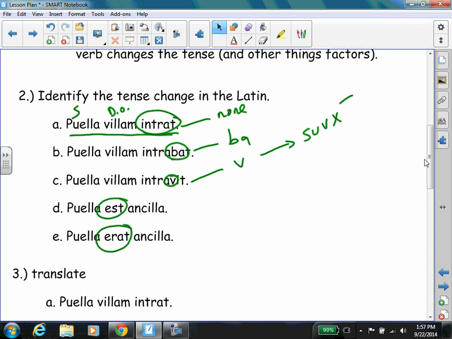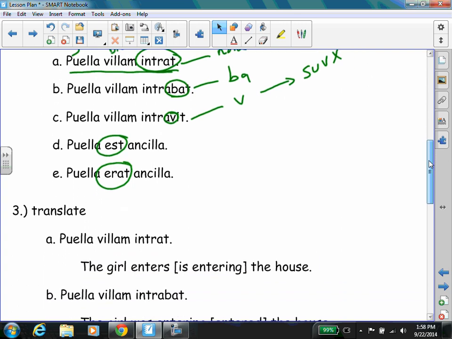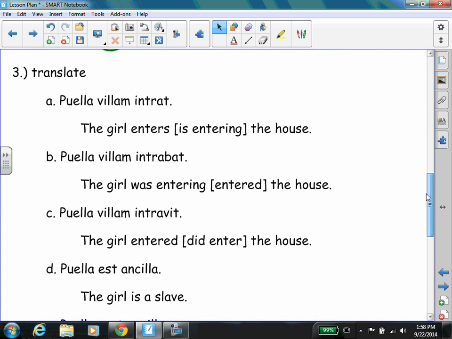So you have to be able to recognize est as present and erat as imperfect. If you can do that, we can get to the translation, but we have to identify that there's a tense change. We cannot translate puella villam intrat, the girl enters the house, and then translate B, puella villam intrabat, as the girl enters the house. You have to change the tense. The girl was entering the house, and then C, the girl entered the house. We have to be able to recognize those tense changes based on the endings they're putting on those words. Okay, when we're translating this, we're going to translate these.